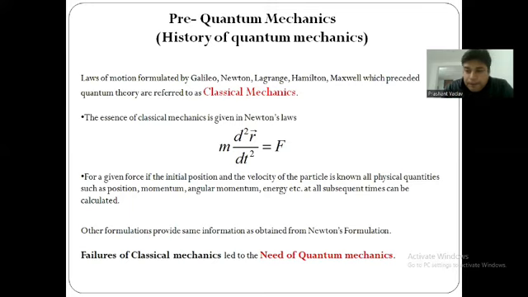Everyone has studied this up to the 12th standard. m d square r upon dt square is equal to F, where m is the mass of the particle, d square r upon dt square is the acceleration of that particle, and F is the force applied on that particle. By this formula we can easily identify these physical quantities.